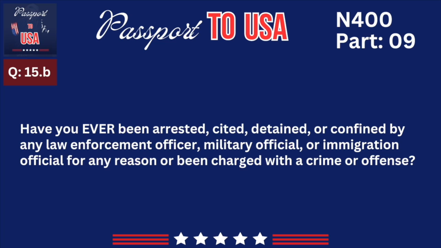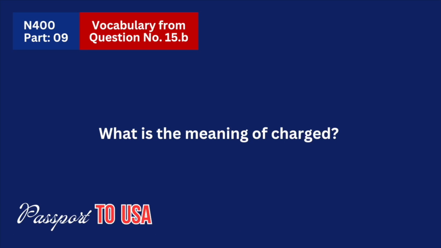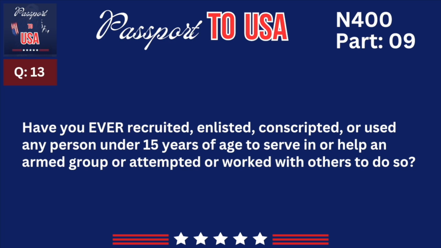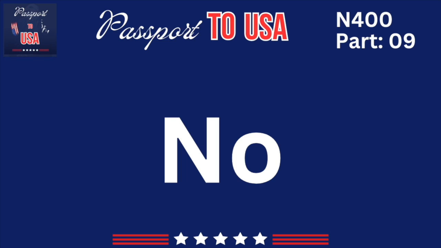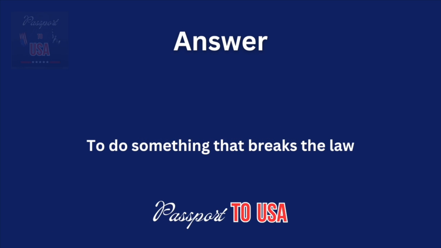Have you ever been arrested, cited, detained, or confined by any law enforcement officer, military official, or immigration official for any reason, or been charged with a crime or offense? No. What is the meaning of charged? Formerly told that you did something illegal. Have you ever recruited, enlisted, conscripted, or used any person under 15 years of age to serve in, or help an armed group, or attempted, or worked with others to do so? No. Define commit a crime. To do something that breaks the law.